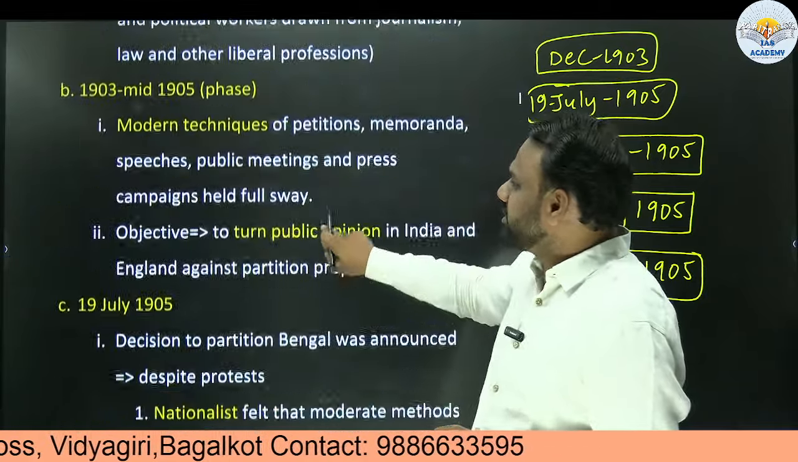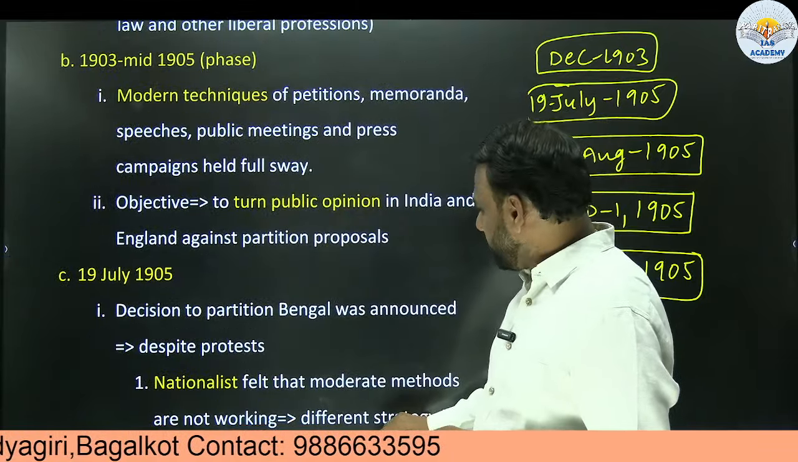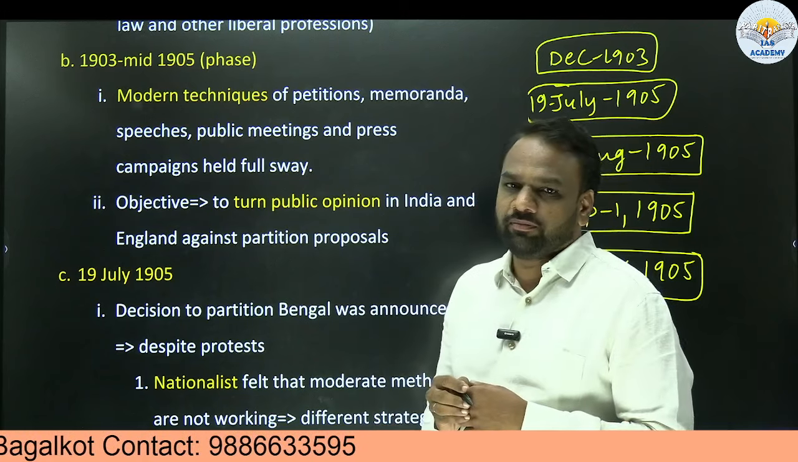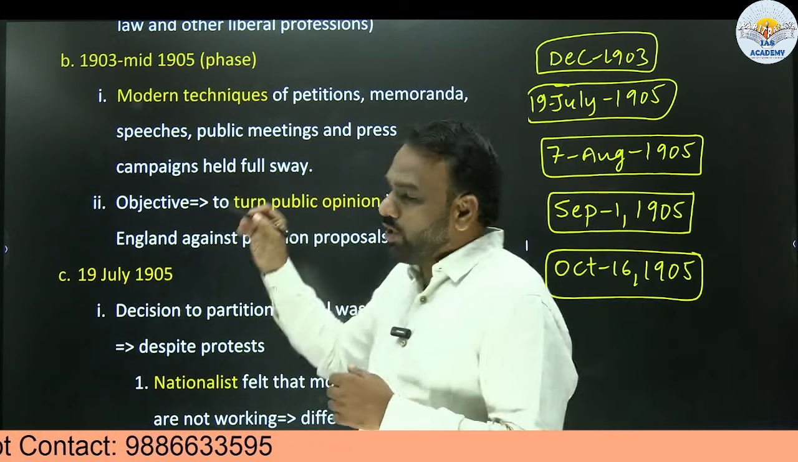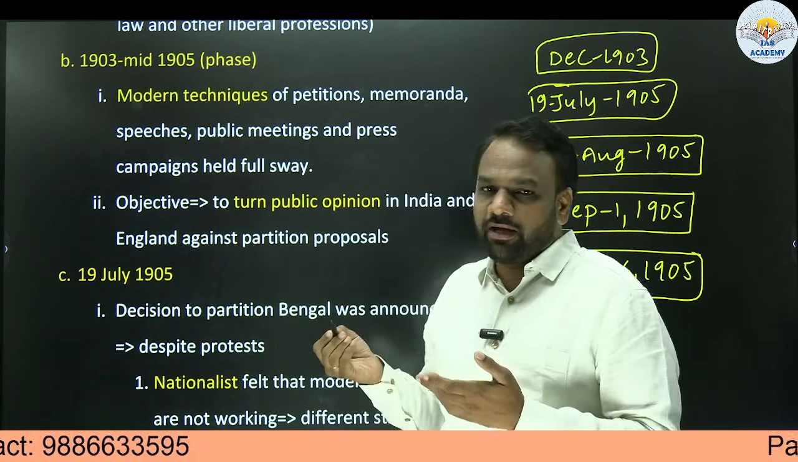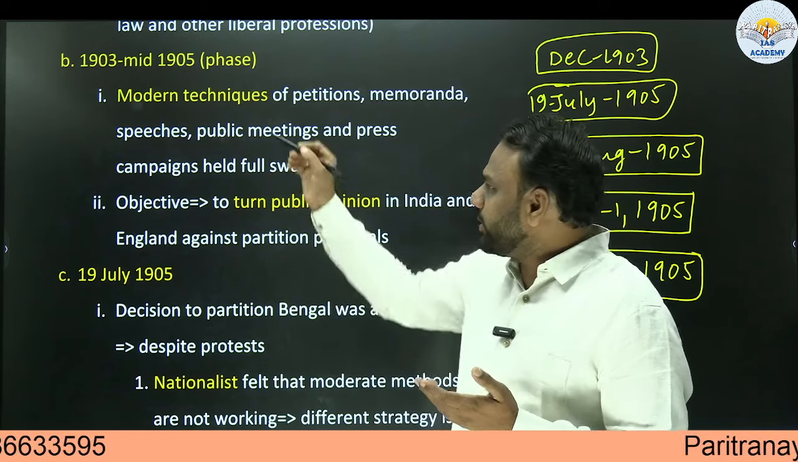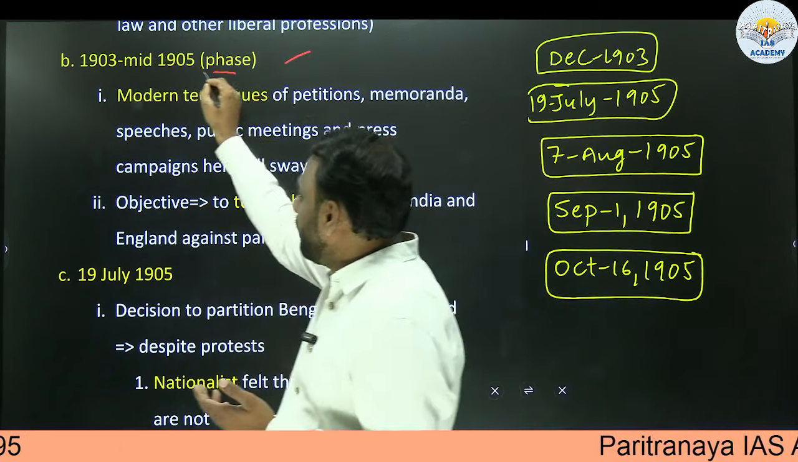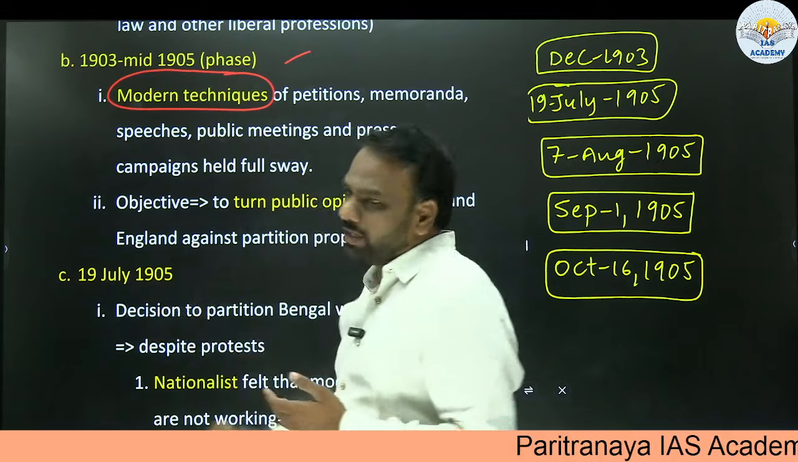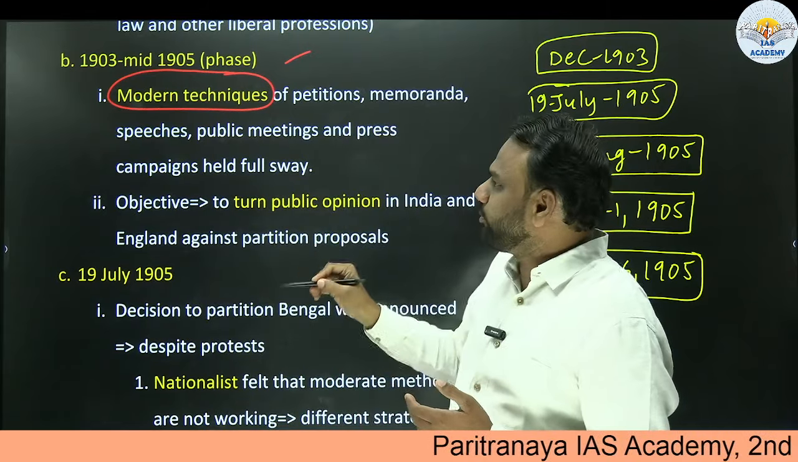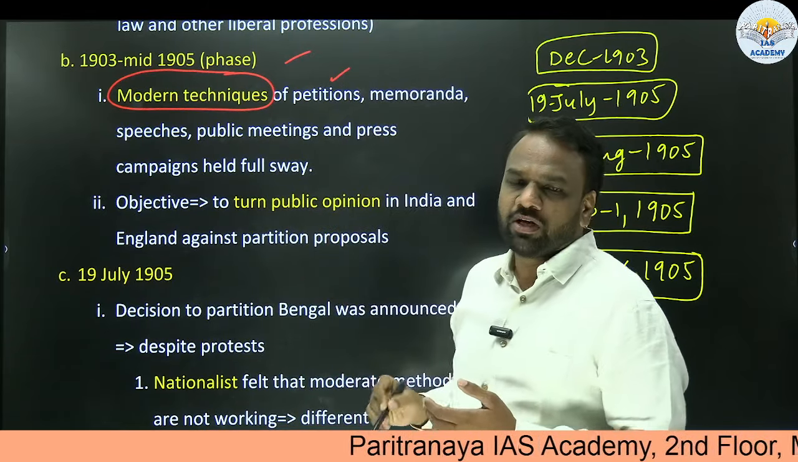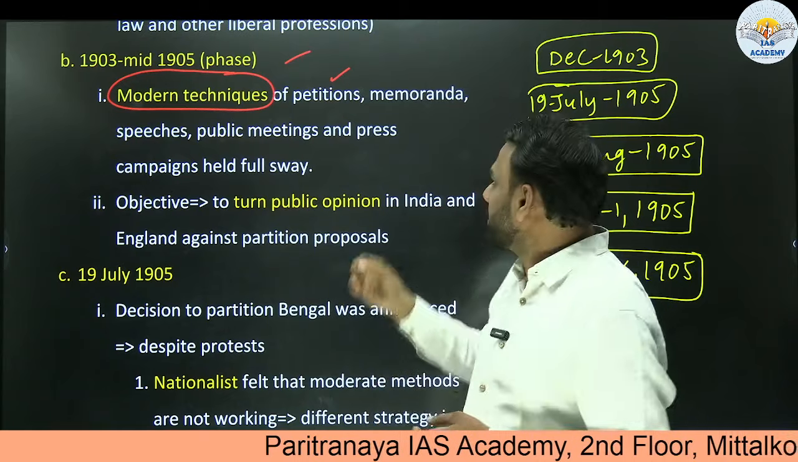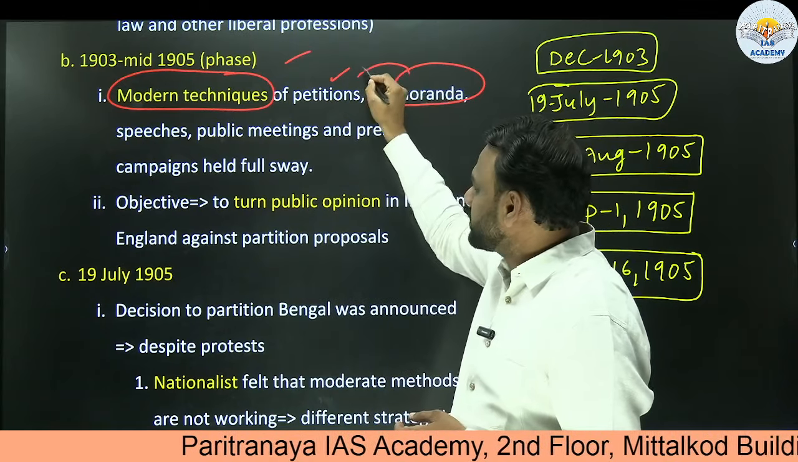Next, few of these developments. 1903 to mid 1905. In order to oppose the government's plan, there were different techniques followed. During this phase, the techniques followed were modern techniques. So what are the modern techniques? Modern techniques of protest include petition, so sending petition or letters to the government. Similarly, memoranda and petition almost mean the same.